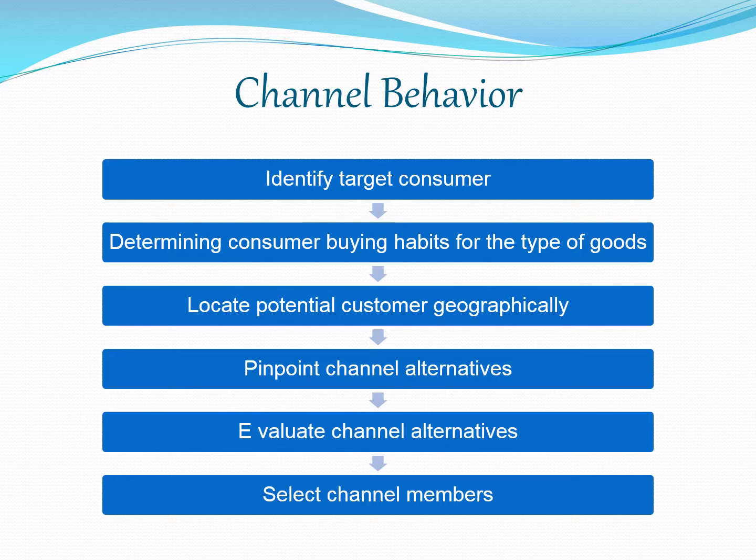So the process follows as initially identifying the target consumer, then determining the consumer buying habits for the type of goods, then locating potential customers geographically, pinpointing channel alternatives, as we have already discussed, which level of channel of distribution the manufacturer is going to adopt, then evaluating the different alternatives, and then ultimately after selecting level 1, level 2 or level 3 type of channel of distribution, selecting the different intermediaries for that particular type of distribution channel.